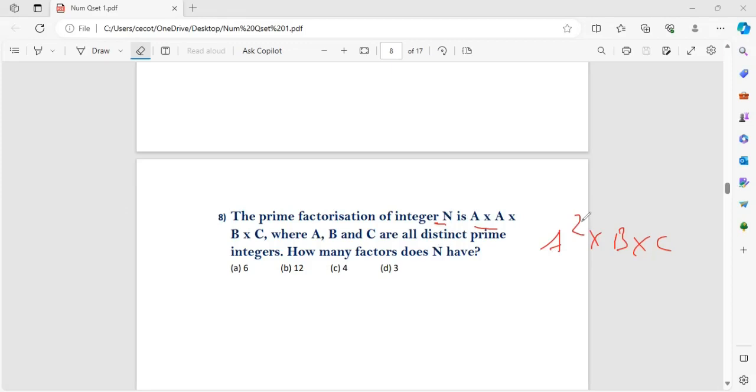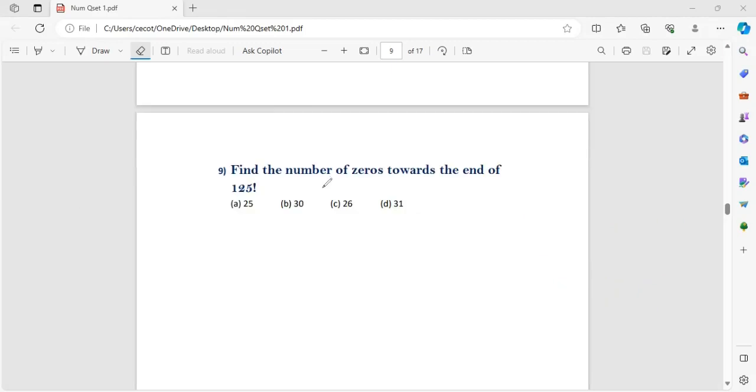So factors of n. What should be done? Yes, take the power, add 1 to it. So 3. The power is 1 over b and c. So add 1 to it, give you 2. Again, add 1 to it, give you 2. 3 into 2, 6 into 2 is 12. Answer will be 12. So option B is the answer again, 12. Very easy question. Question number 9.